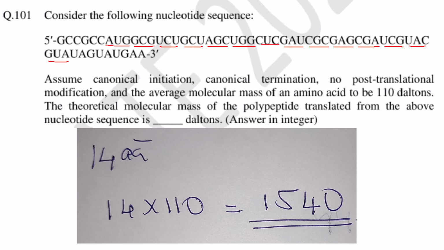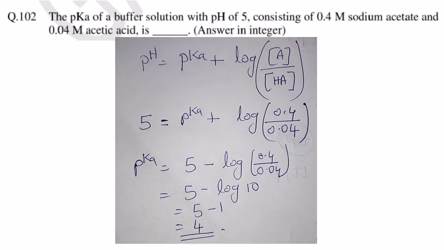Then next one. The pKa of a buffer solution with pH 5 consisting of 0.4 molar sodium acetate and 0.04 molar acetic acid is. So this is by the Henderson-Hasselbalch equation, and we know pH is equal to pKa plus log of concentration of A by concentration of HA. So substitute the values. pH is given as 5, pKa we have to find out, then log 0.4 by 0.04. Rearrange the equation to calculate pKa, we will get it as 4.